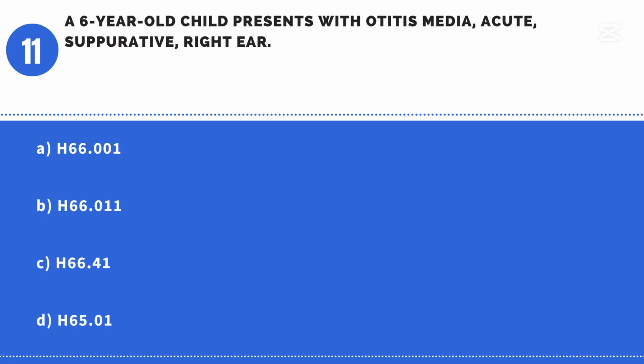Question 11. A 6-year-old child presents with otitis media, acute, suppurative, right ear. A. H66.001. B. H66.011. C. H66.41. D. H65.01. Answer B.